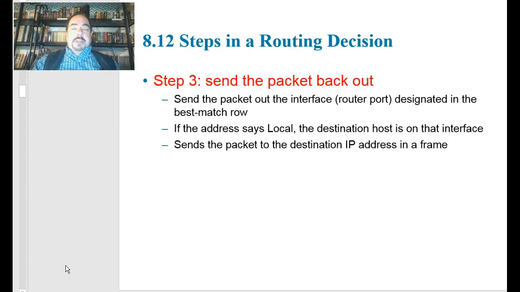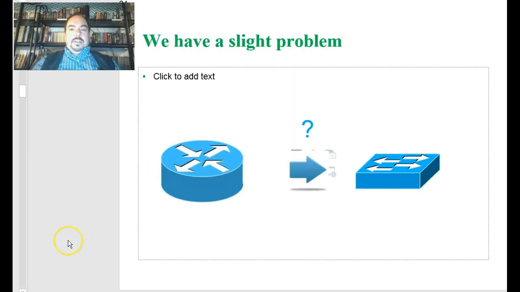Step 3, send the packet back out. And here I said packet, which is correct. It's at this point that I like to bring up a question that a student asked me years ago that at first threw me off. This was in my first year of teaching. He said, for routers, you say routers understand IP addresses and switches understand MAC addresses. Well, when the router hands off the packet to a switch, how does the switch know what to do with it?